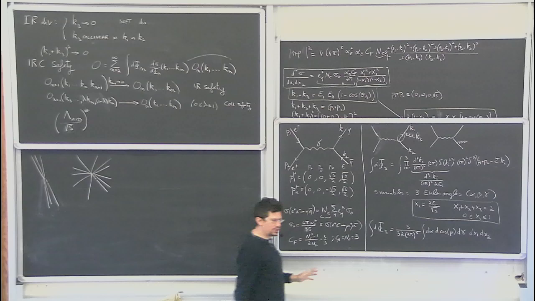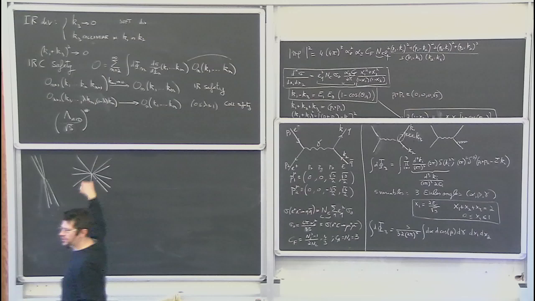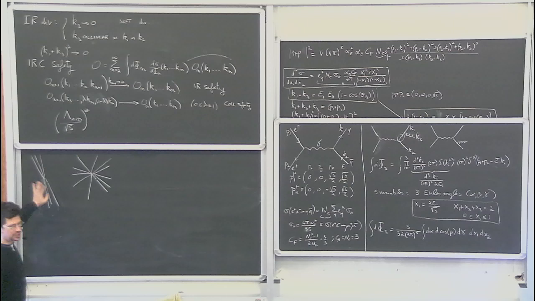If I look at the topology, the distribution of the particles in the final state, is it something that looks more or less homogeneous with particles flying in all directions, or something that looks more like particles flying in two or potentially a few more definite directions? And so people started building observables to try and quantify this.